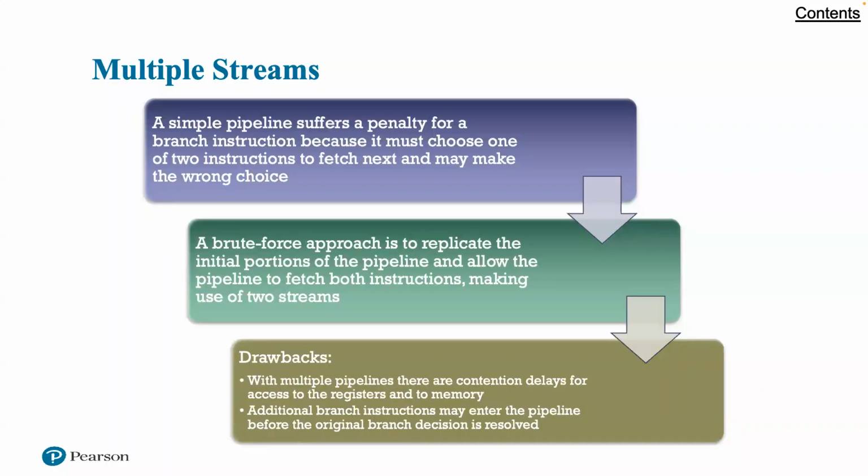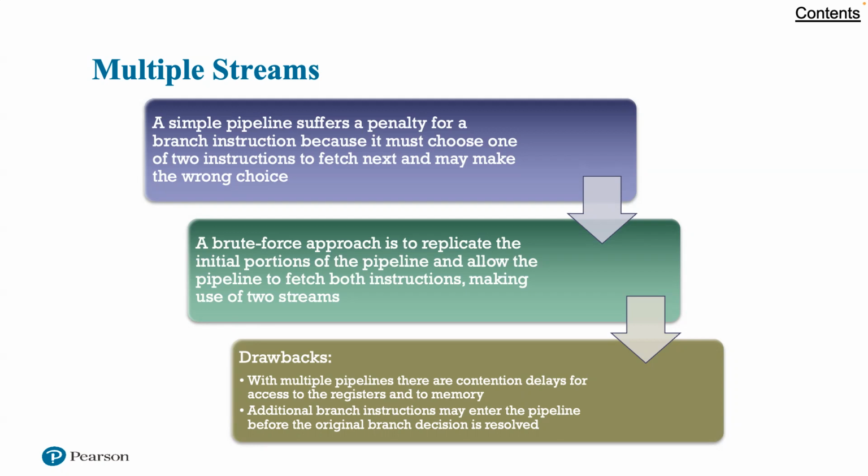Okay, well, let's continue on and talk about multiple streams. A simple pipeline suffers a penalty for a branch instruction because it must choose one of the two instructions to fetch next, and it may make the wrong choice. A brute force approach is to replicate the initial portion of the pipeline and allow the pipeline to fetch both instructions, making use of two streams.